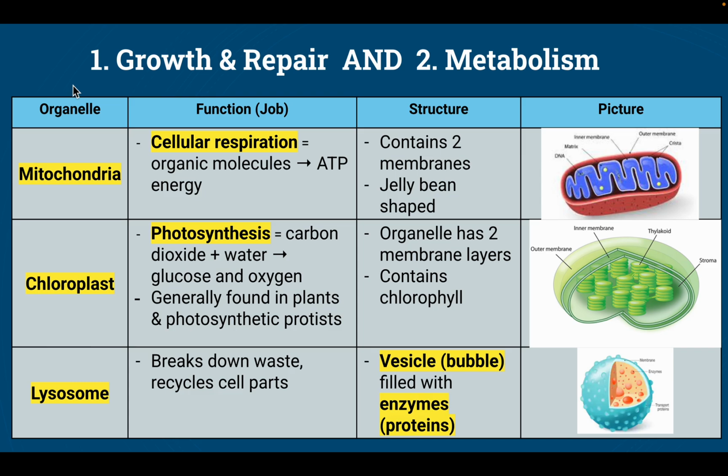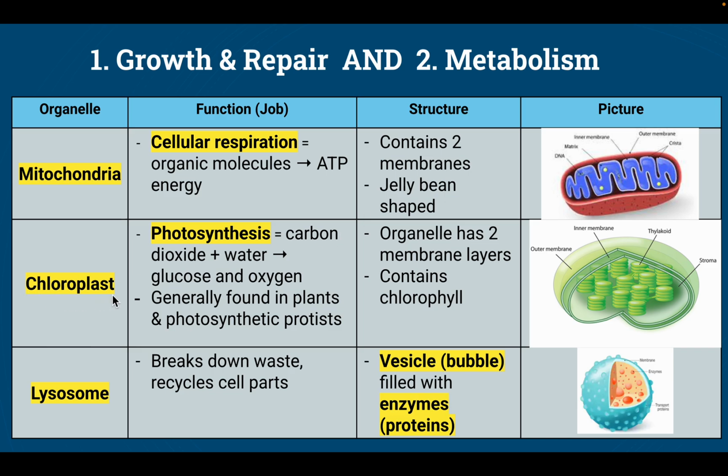Okay, so now we have 3 new organelles for today. These organelles help with growth and repair, that life process, and they help with metabolism. The first organelle is called the mighty mitochondria. Mitochondria. This is where cellular respiration happens, or ATP energy is made. It looks kind of like a little bean. You can see it's red in this picture, and it has a squiggle in it.